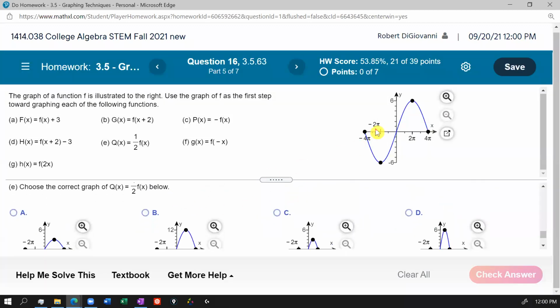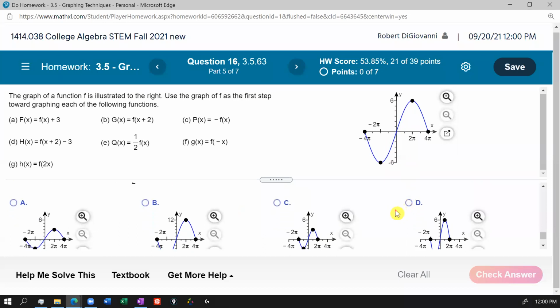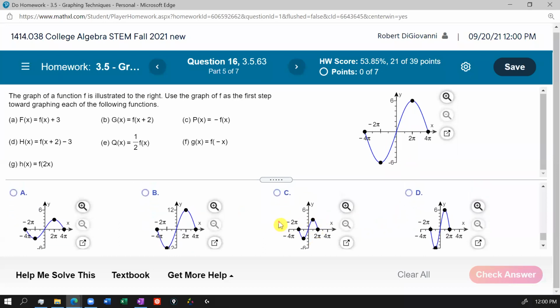Okay, half of f of x, it makes everything half as big. So instead of going up to 6, it's going to go up to 3. So it should look exactly the same, just not as high. Looks like it starts at 4 pi and ends at -4 pi. So it's this one right here. Just doesn't go up quite as far. So it should be that.